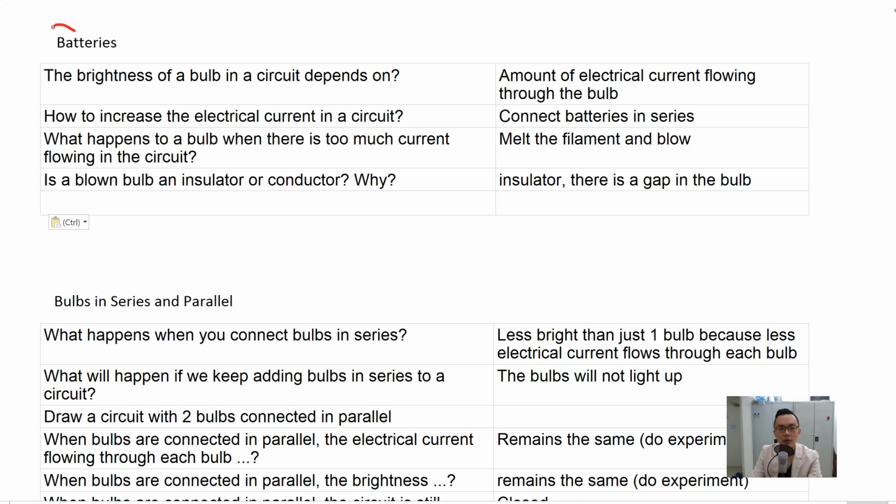Okay, so now we're going to look at batteries, the different kinds of batteries. The brightness of a bulb in a circuit depends on the amount of electrical current flowing through the bulb. So the more electrical current, the brighter the bulb, an increase in brightness. And likewise, the lesser the electrical current, the lesser the brightness.